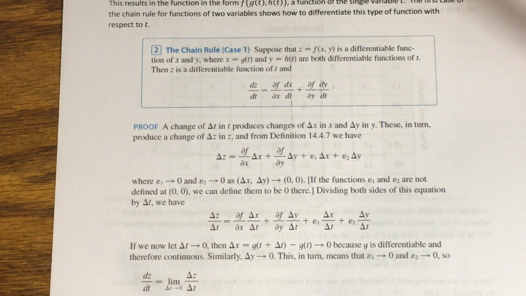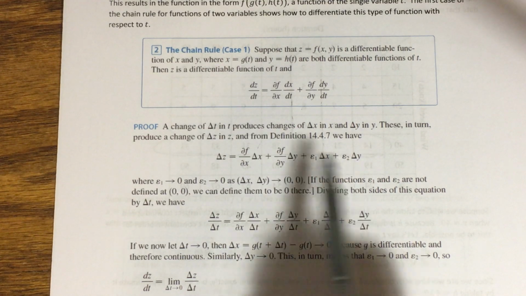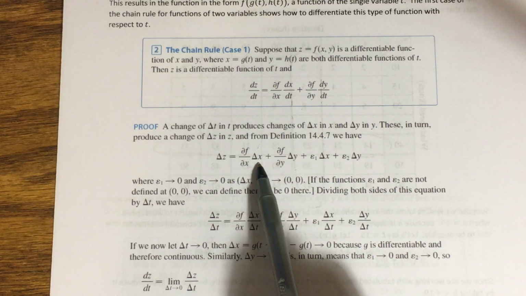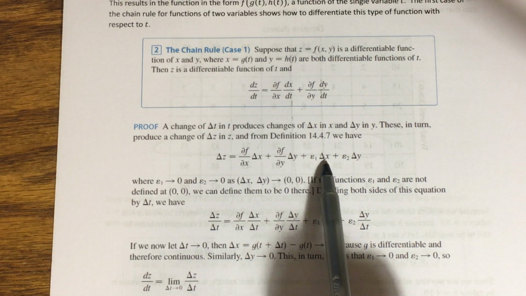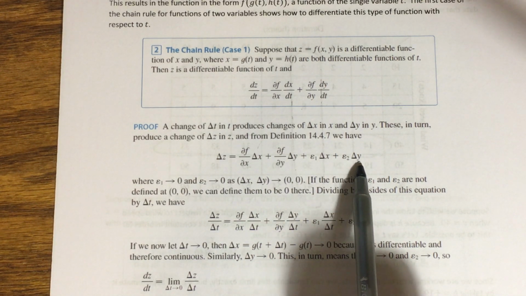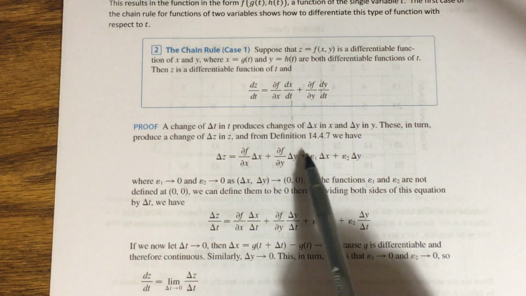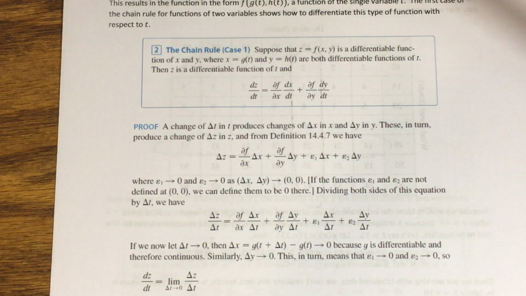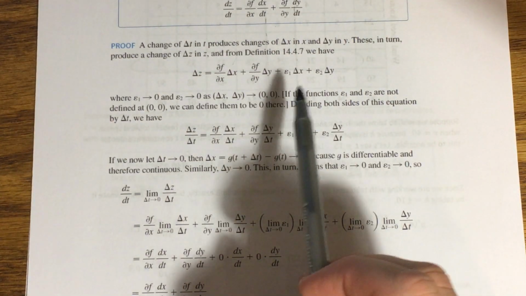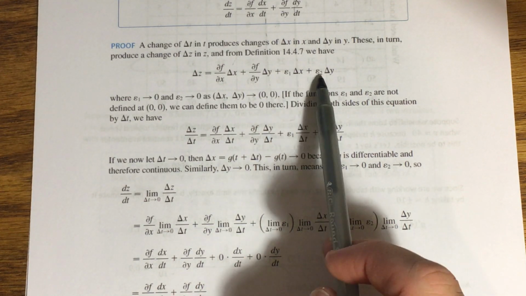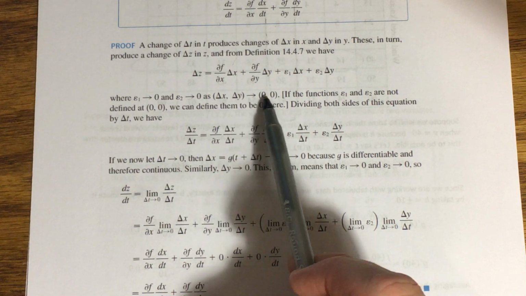And from that definition in the previous section, we have that delta z can be written in this form. Partial of f with respect to x times delta x plus partial of f with respect to y times delta y plus epsilon 1 delta x plus epsilon 2 delta y. In the previous section, I was referring to those epsilons as error terms. Error contributed by the change in x, error contributed by the change in y. Now it's important to note that this epsilon 1 and this epsilon 2 will both go to 0 as delta x and delta y both go to 0.